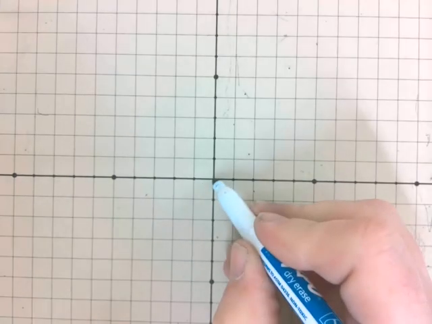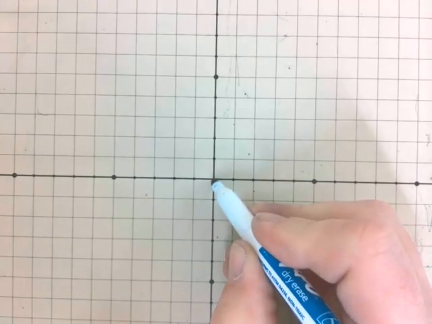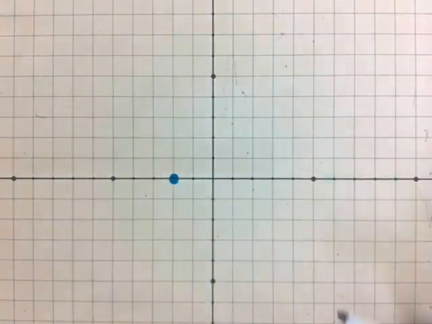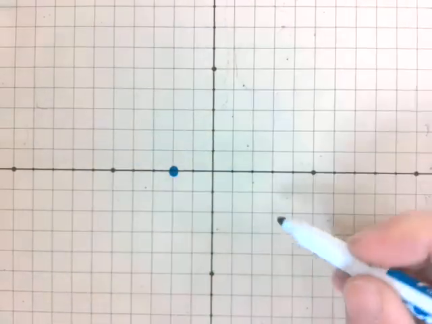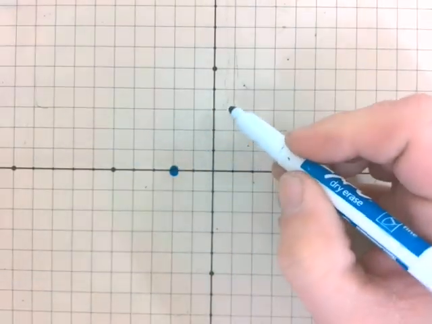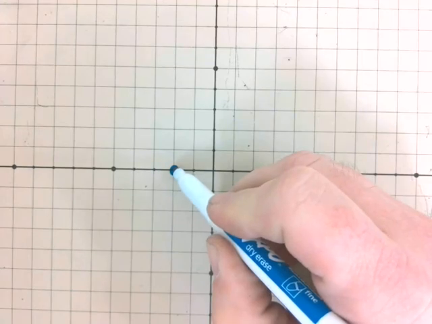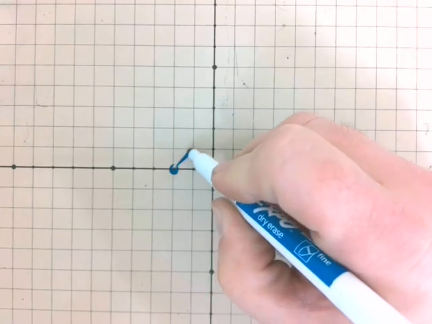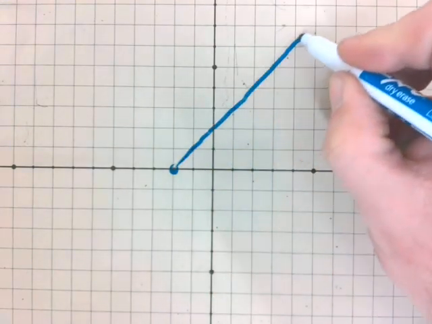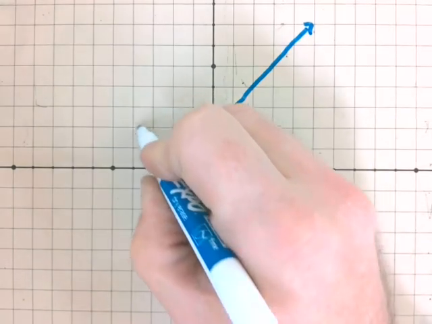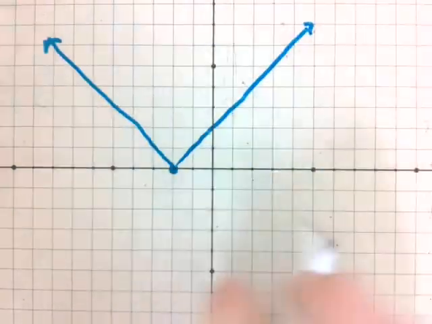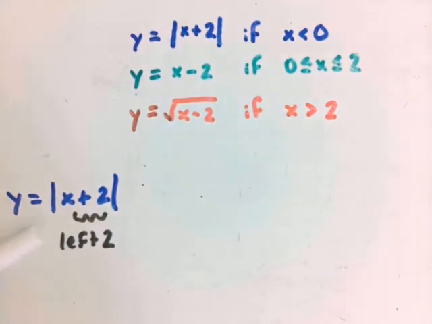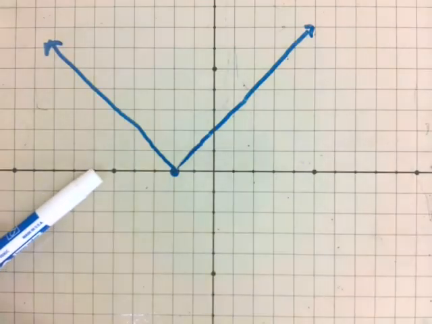Parent function has its vertex at 0, 0. The transformation tells me I need to slide that over to the left 2, so this is the vertex, the bottom part of the V. The two branches that are there can vary in steepness, but this one is going to be the same as the parent function, which has a slope of 1 and negative 1 on each side. So it's going to look basically like this. So that is what this graph looks like. Y is equal to the absolute value of x plus 2 looks exactly like this.